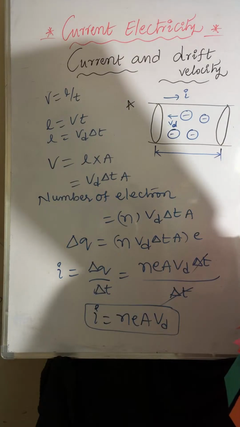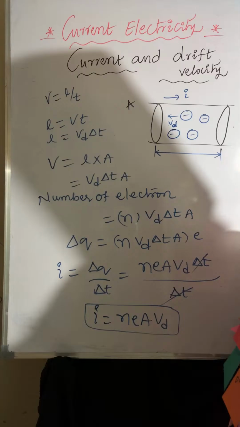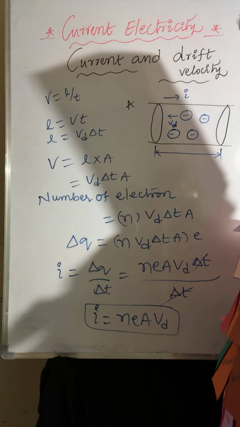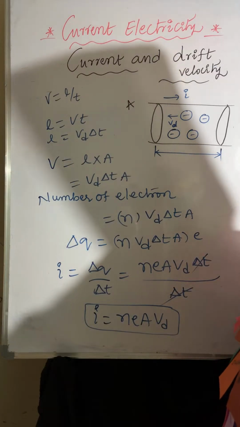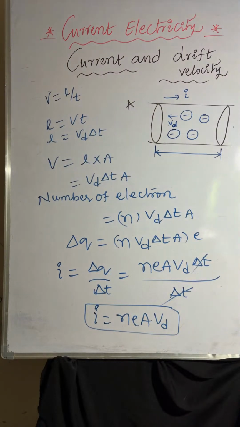Understood? Electrons and ions are present in the material, treated as point masses only. I hope it is very clear. So this is the current and drift velocity relation.